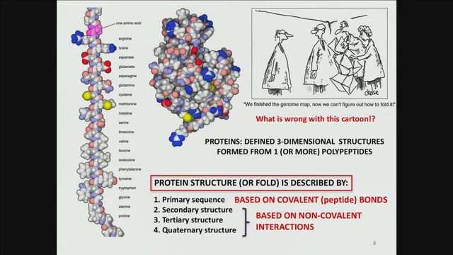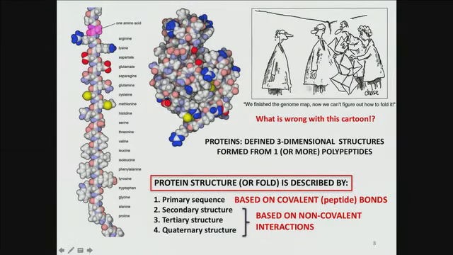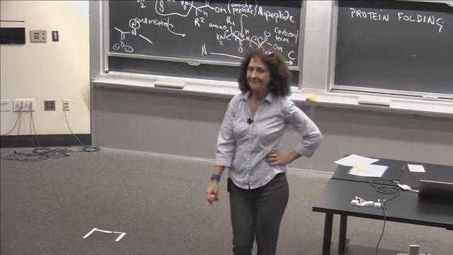Now, I want to ask you this. I love cartoons with science in them, but 10–20% of the time they make mistakes. And I thought this one was particularly pertinent. It's a bunch of guys lugging around in a lab and says, well, we finished the genome map. Now we just have to figure out how to fold it. What is wrong with that cartoon?